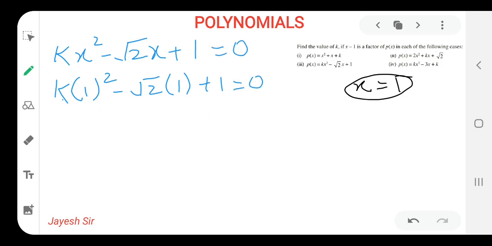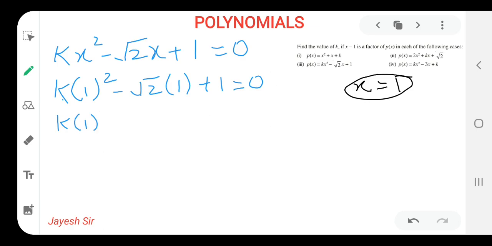We don't have to forget to write that it is equal to 0, because after writing 0 only we will be able to find the value of k, otherwise we won't be able to find the value of k. That's why I have made it equal to 0. Now what we can do, k into 1 square.